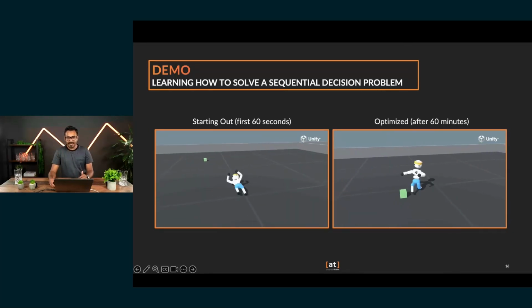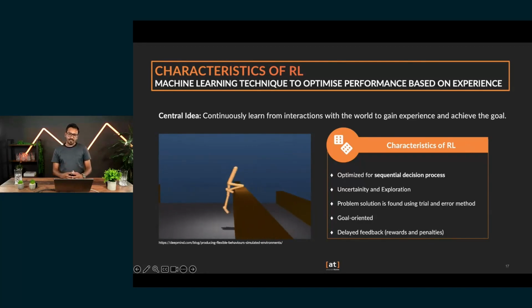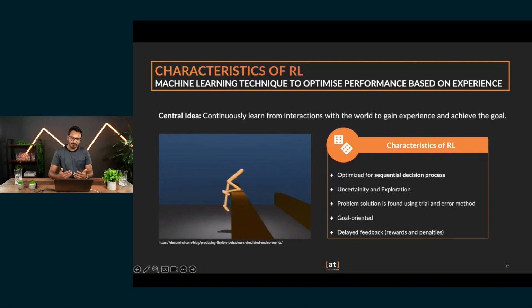So let's understand what the characteristics of reinforcement learning problems or reinforcement learning agents are. The central idea in a reinforcement learning problem is that we are looking at processes where we continuously have to interact with the environment, collect a lot of experience, and act in a manner to achieve a particular goal. So our first characteristic is sequential decision-making processes. These are those processes where we have to take multiple steps or multiple actions, one after the other, that are intended to achieve a particular goal or reach towards a particular task.